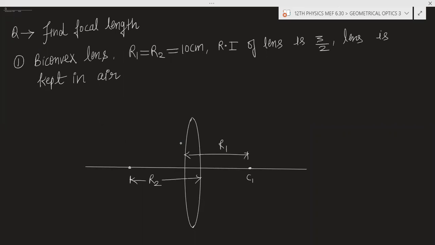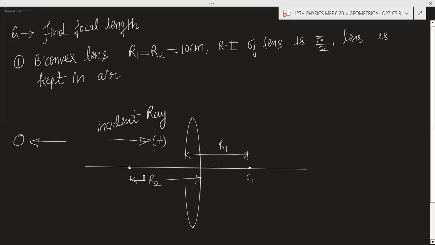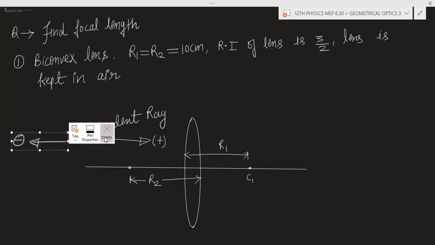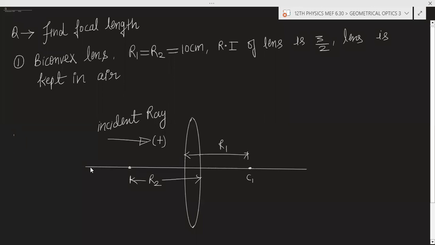Suppose the light is coming in this direction like this. This is the incident light, this is the incident ray. So if this is the incident ray, this direction will be considered as a positive direction, and this direction you will consider as a negative direction. Okay. So this is only given that the object is placed here, so the incident ray will be like this.